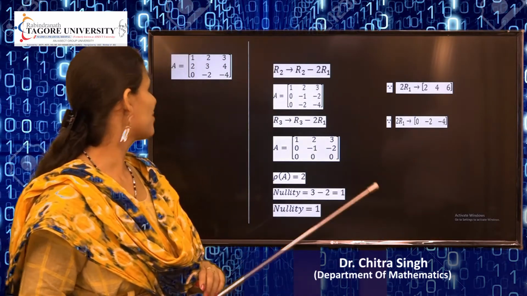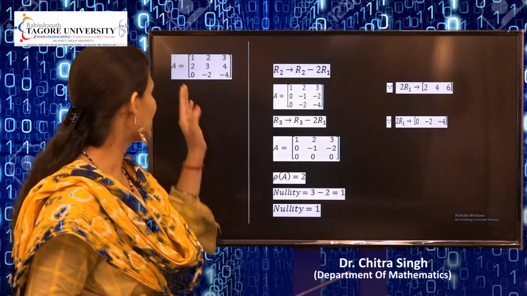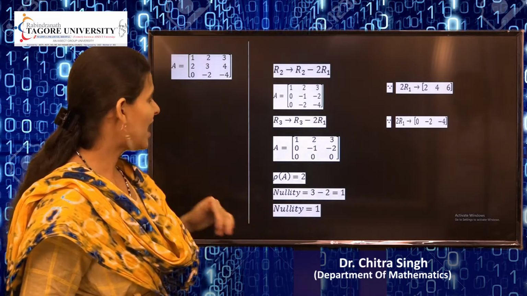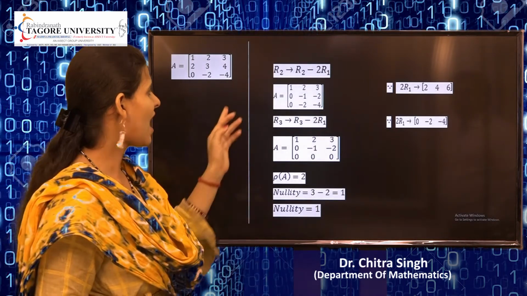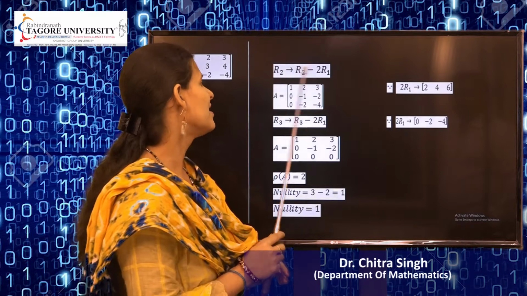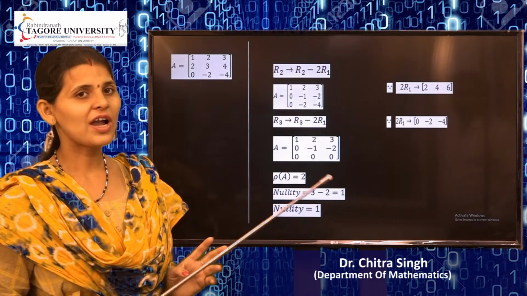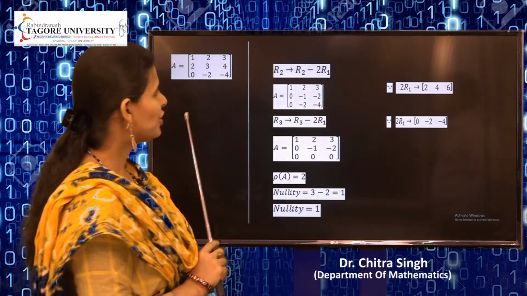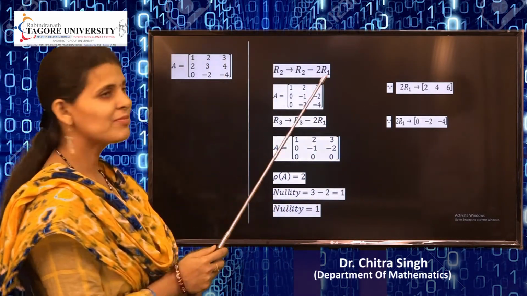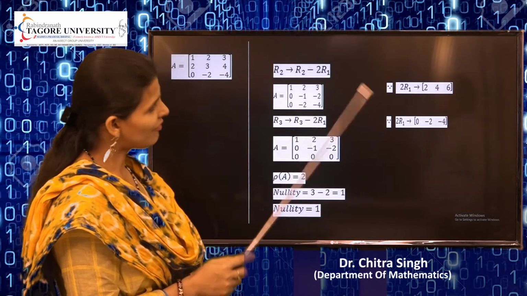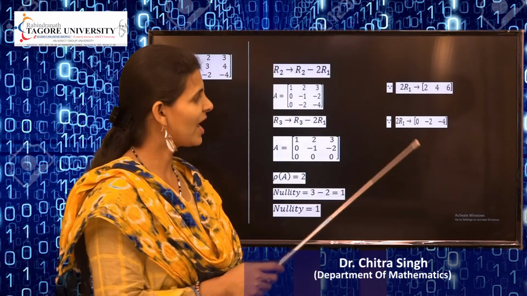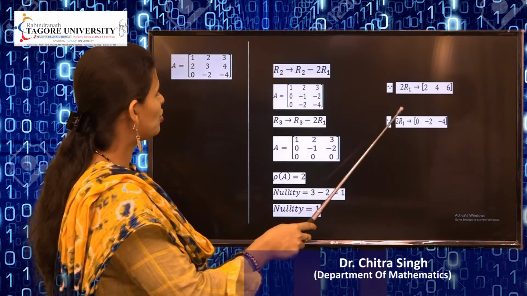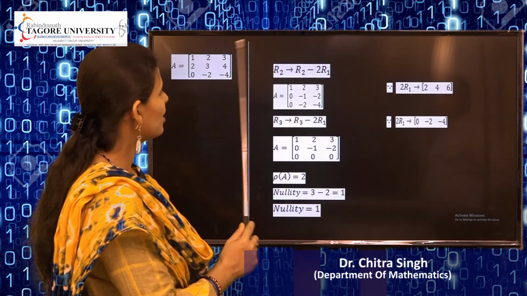Then also make it an upper triangular matrix. This is not yet an upper triangular matrix, only one element is 0. So then we again apply the row operation R2 tends to R2 minus 2R1. So we multiply R1 by 2. R1 is 1 2 3. After multiplying by 2, the 2R1 row is 1 into 2 equals 2, 2 into 2 equals 4, 3 into 2 equals 6.